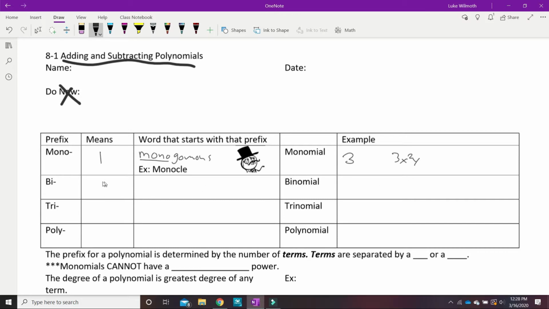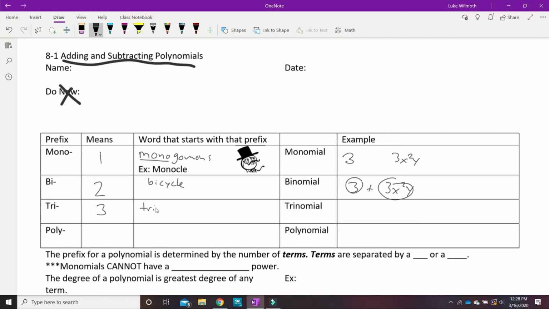Bi means 2. You probably think of some words that start with bi, like bicycle. So a binomial has 2 terms. Let's combine these two together from the last example. If I put a plus in between them, now this is a binomial. 1 and 2.